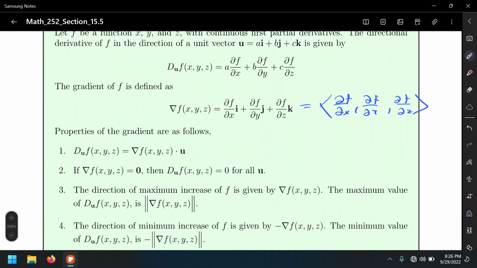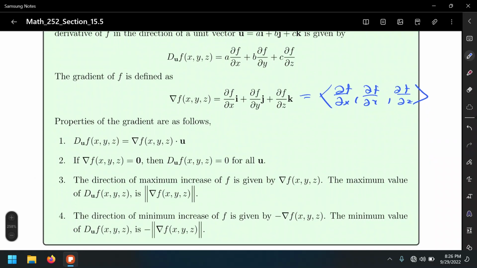Finding the maximum value and the minimum value. It's the magnitude of that gradient vector. The usual. All we're doing is simply adding one more component to our setting. All right. So let's do one example.